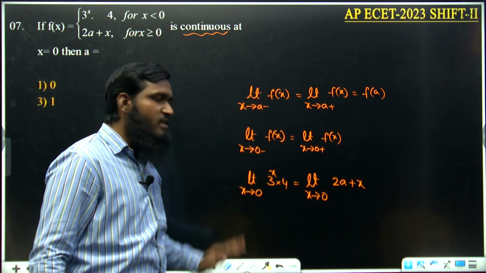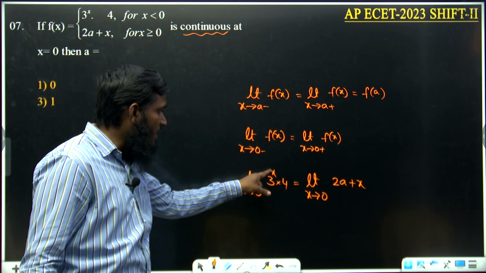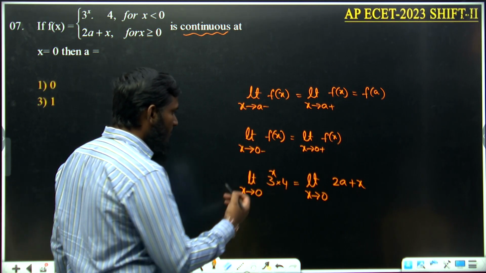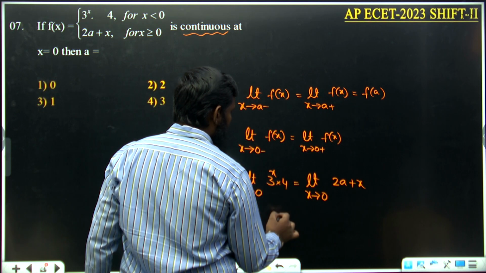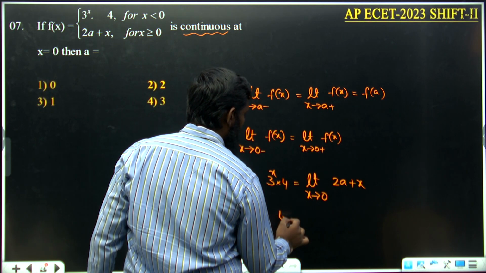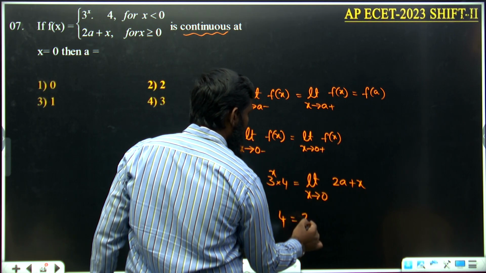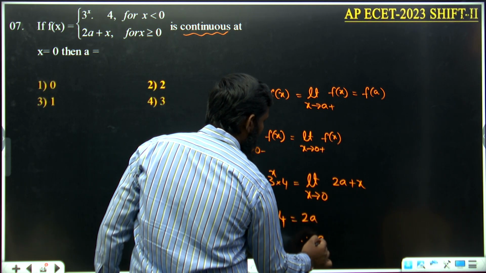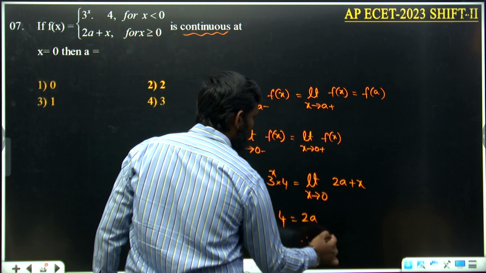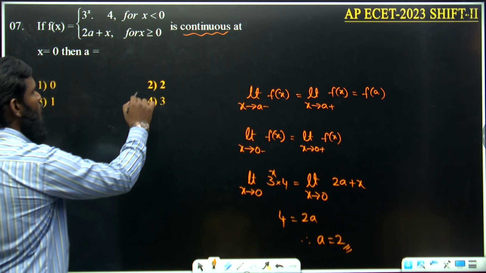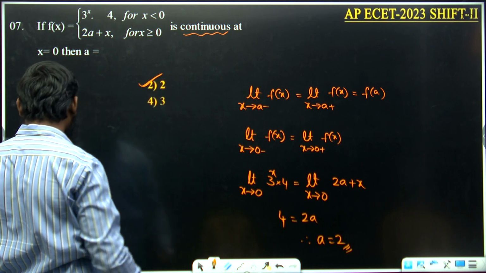Now let us substitute the x value. Substituting here, 3 power 0 is 1, and 1 into 4 is 4. It is equal to, over here also with the x value 0, what is left is 2a. Therefore 4 is equal to 2a, so the a value is equal to 2. That's it. The a value is equal to 2, so let us go with the second option.